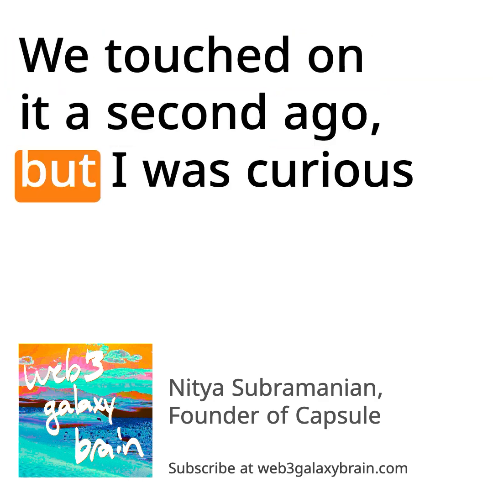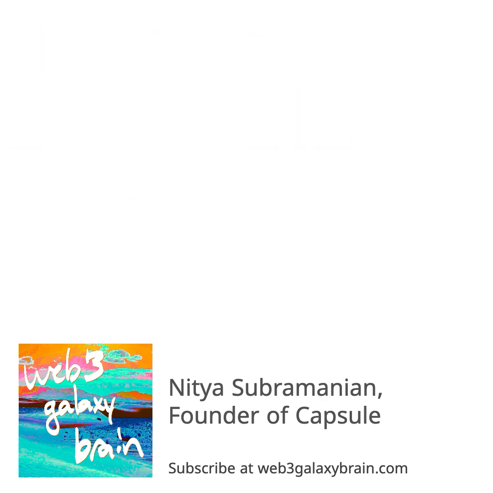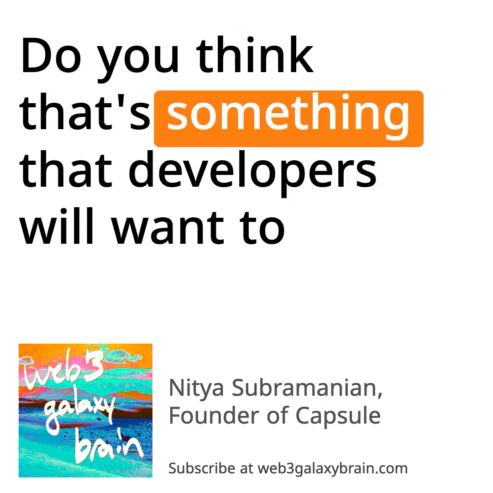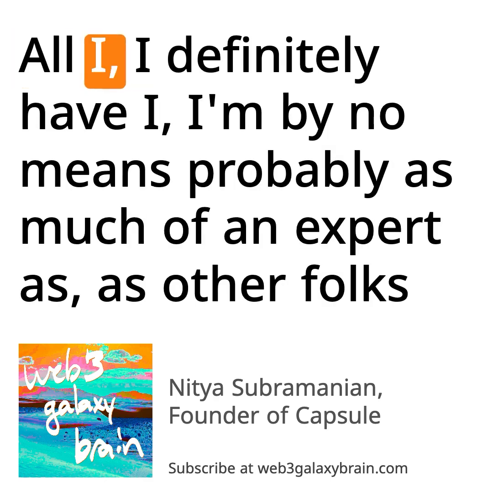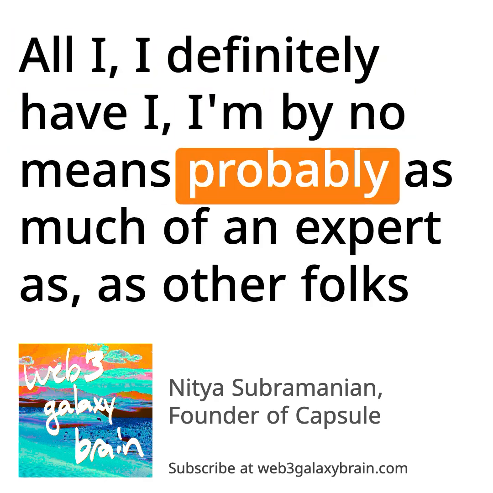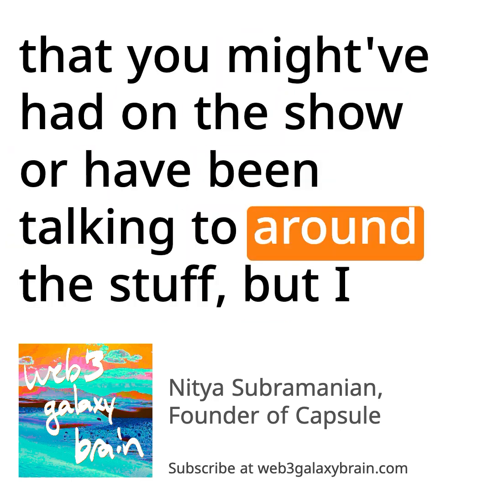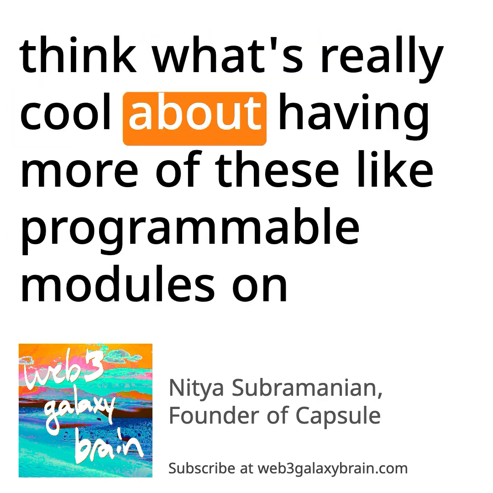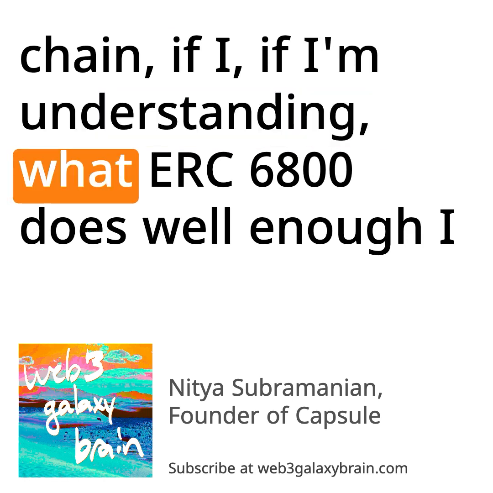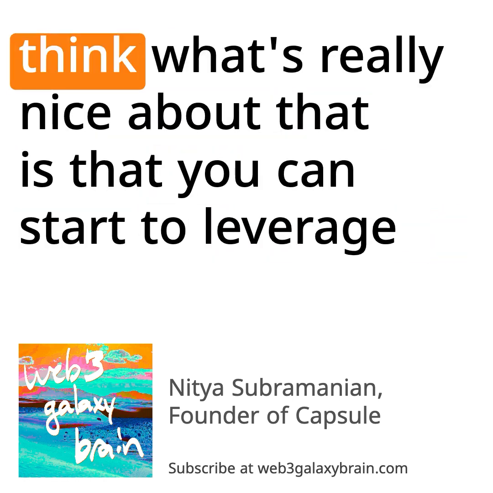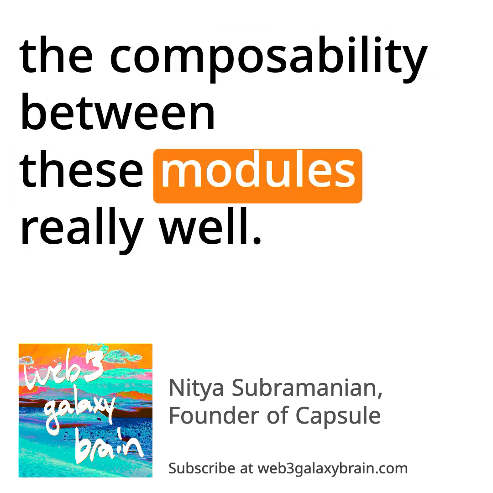We touched on it a second ago, but I was curious if you had any opinions on ERC 6900 modules. Is that interesting to you? Do you think that's something that developers will want to take advantage of if they're using Capsule? Yeah, I'm by no means probably as much of an expert as other folks that you might have had on a show. But if I'm understanding what ERC 6900 does well enough, I think what's really nice about it is that you can start to leverage the composability between these modules really well.